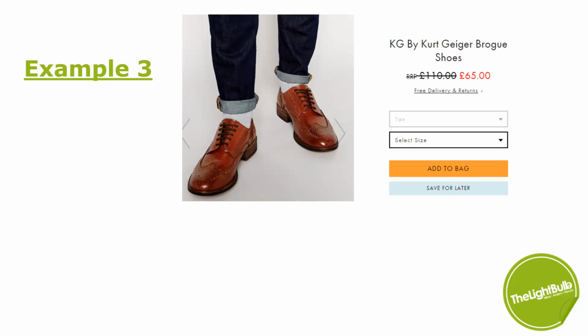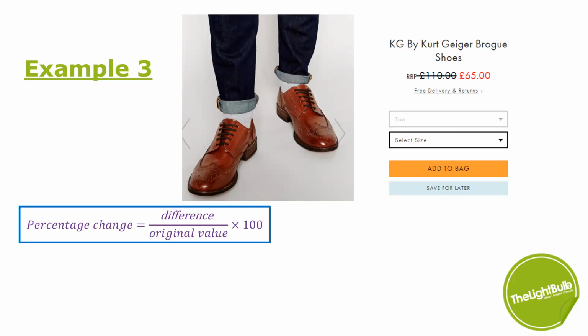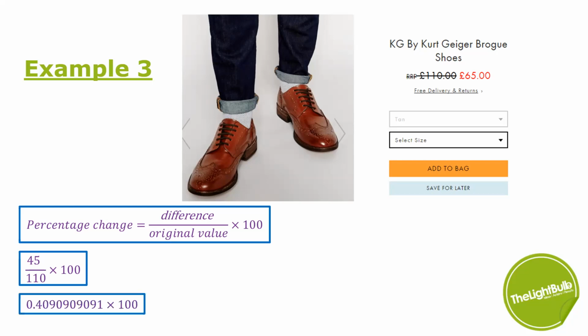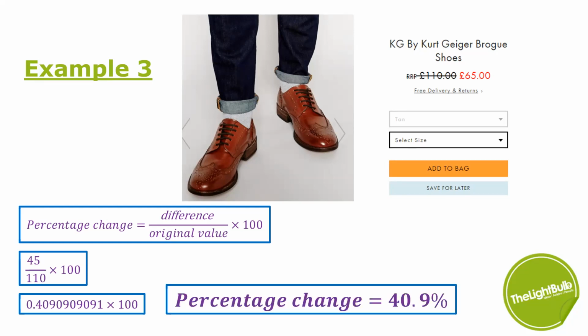Okay, so what did you get? First of all, we needed to work out the difference between the two values, which would be £45, and then divide that by 110, because that was the original amount, and then times that by 100. You may have got this rather funny looking number in your calculator. When you times it by 100 and round it to 1 decimal place, we can see that it's 40.9%. And that is what the percentage change is.